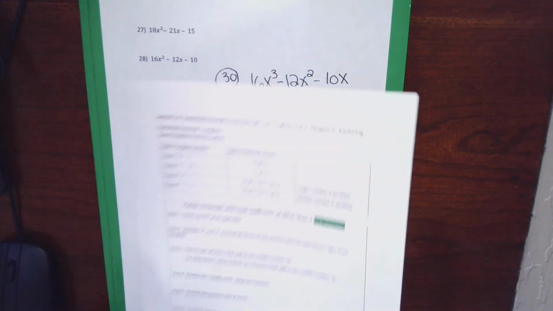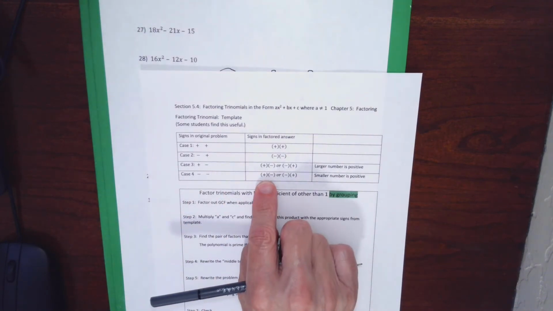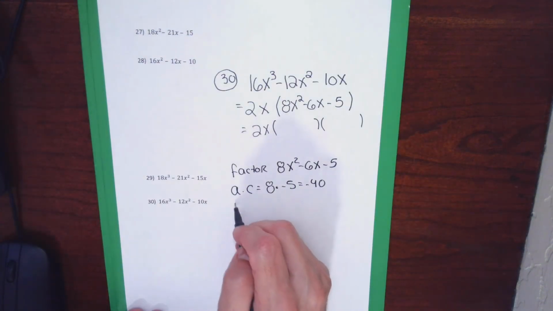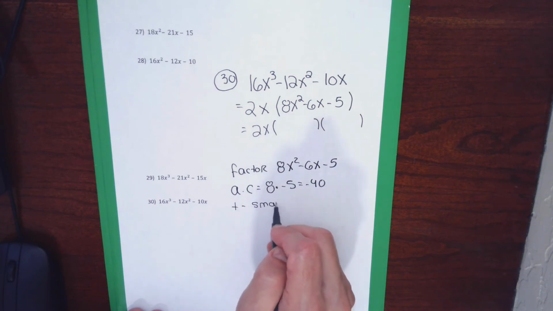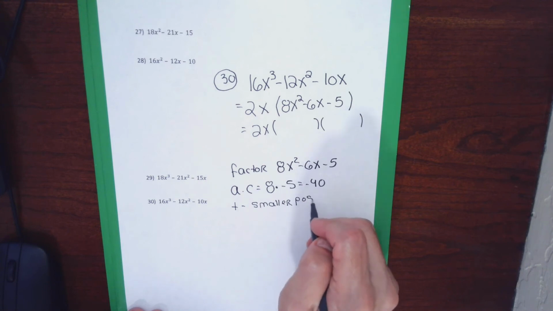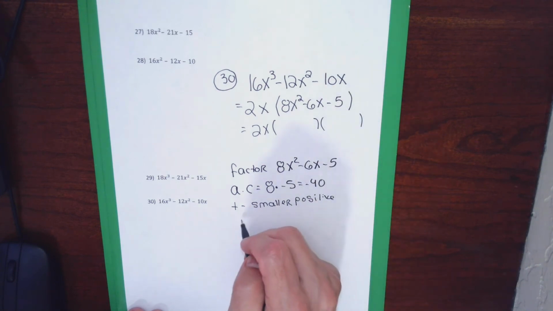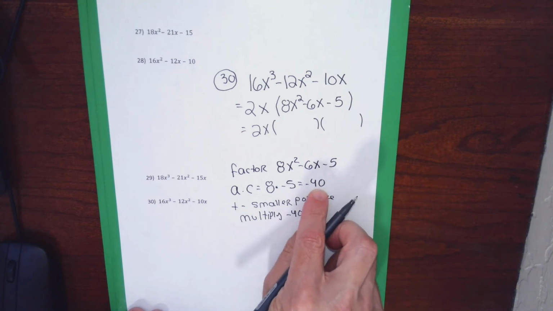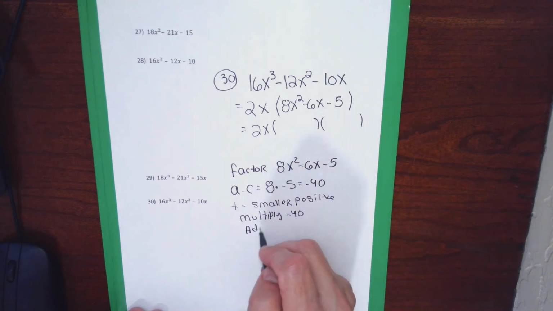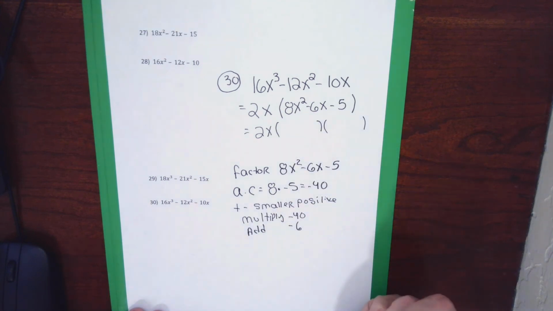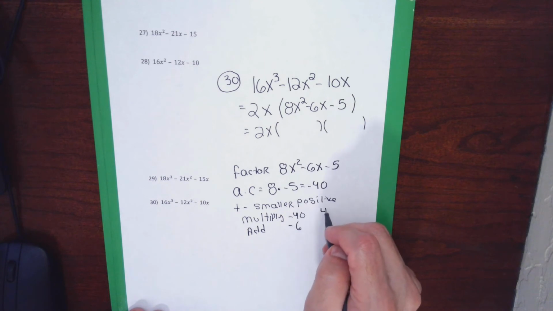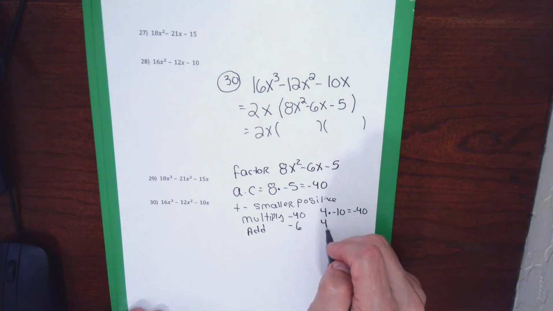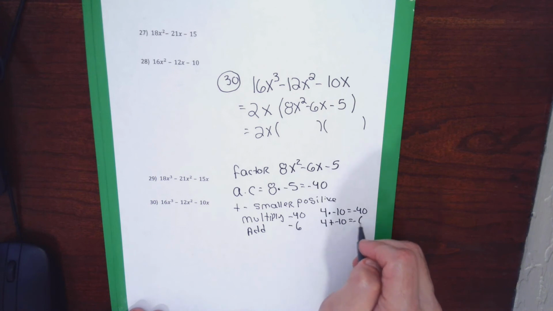Then my template tells me if the problem is minus and minus, I'm searching for plus and minus numbers, smaller number positive, bigger number negative. They need to multiply to negative 40, which is the number that I figured out when I multiplied the a and the c, and they need to add to this b. The numbers are going to be 4 and negative 10, because if you multiply 4 times negative 10, you're going to get minus 40, and if you add 4 plus negative 10, you'll get the negative 6.